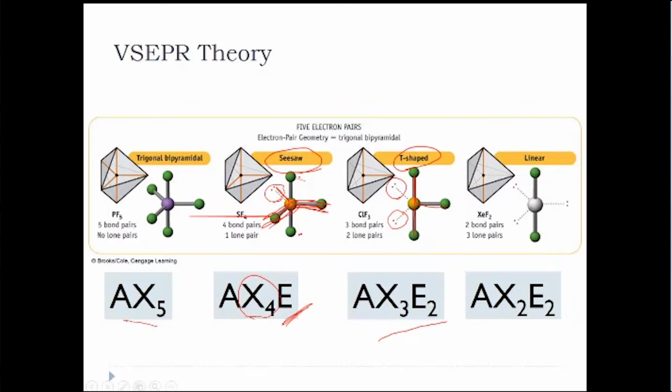And finally, when we have 5 groups of electrons and 3 of them are electron pairs, we'll correct our VSEPR designation here. This would be A for the central atom, 2 for the X's, the bonded atoms, and 3 for the E's, the electron pairs. That means we remove the third equatorial position. We're left with only the axial positions, and the geometry is linear.